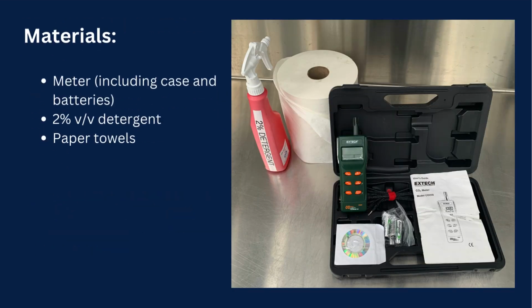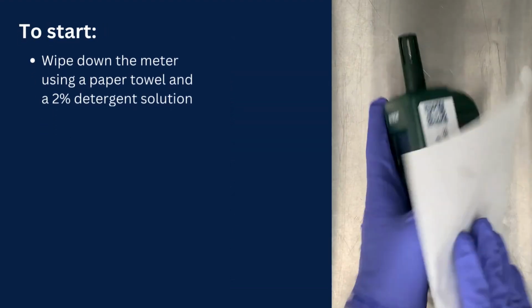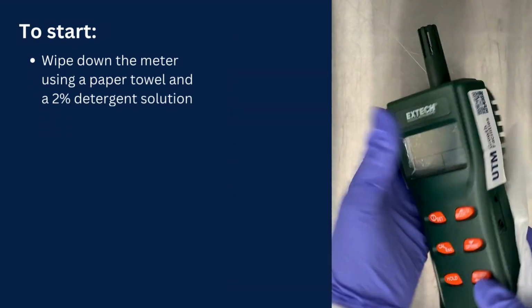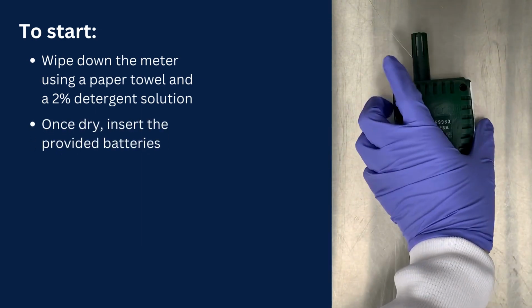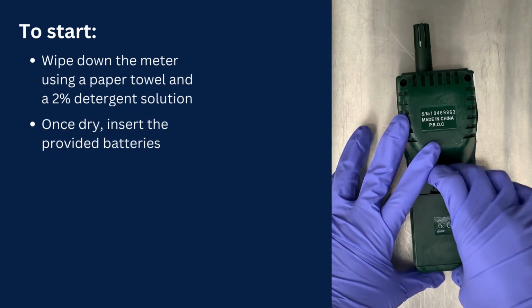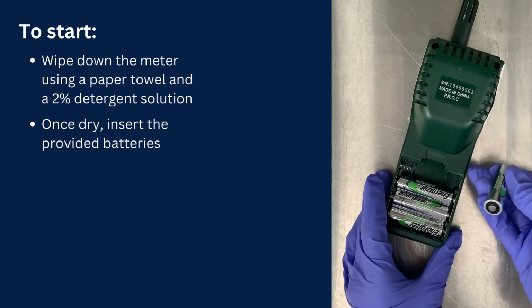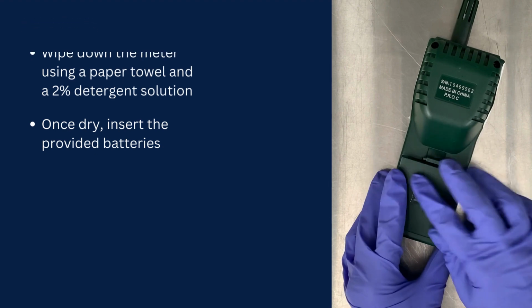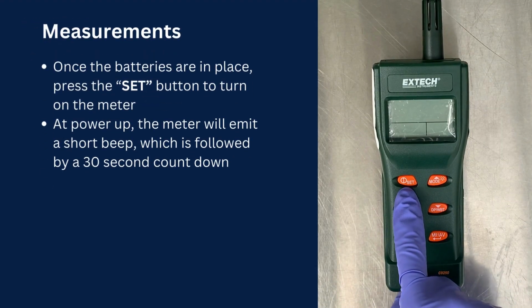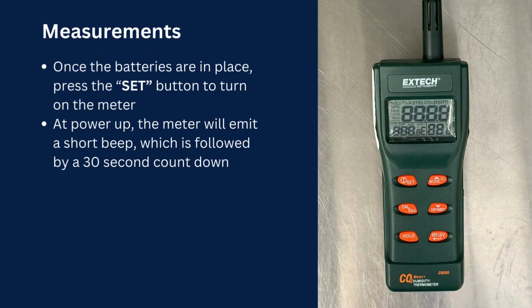To properly use this meter, you will need the meter, including the carrying case and provided batteries, a 2% detergent, and some paper towel. To start, wipe down the meter using a paper towel and a 2% detergent. Once dry, insert the provided batteries into the meter. Once the batteries are in place, turn on the meter by pressing the set button.